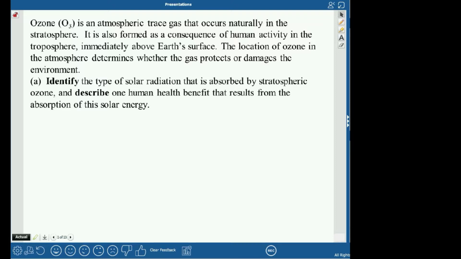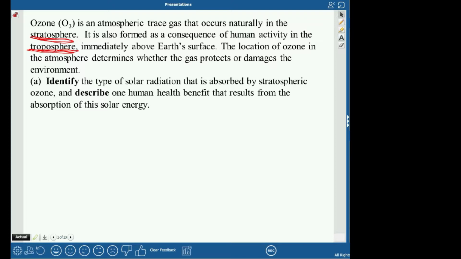Okay, so in this one, it says that ozone is an atmospheric trace gas that occurs naturally in the stratosphere. It's also formed as a consequence of human activity in the troposphere, right? This is what I've tried to talk to a lot of you about. Ozone occurs in the stratosphere naturally. That's our ozone layer. And then it's also formed in the troposphere, which is the area where we live, and that is pollution in the troposphere, but it's normal in the stratosphere.